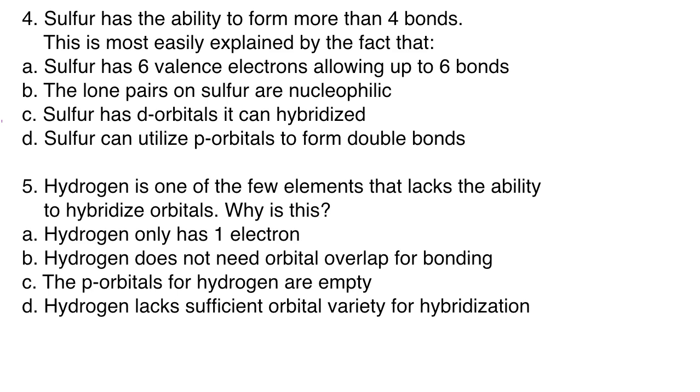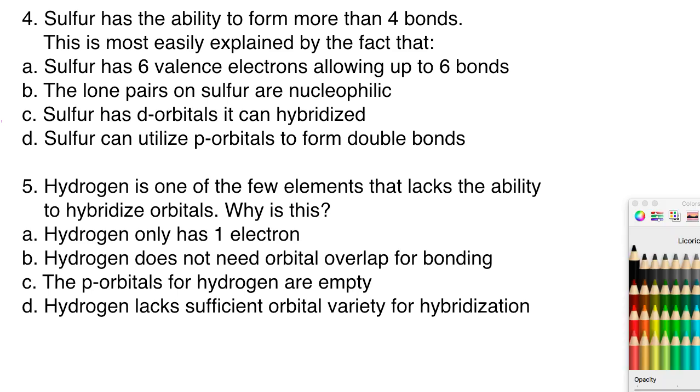Alright, so number 4, sulfur has the ability to form more than 4 bonds. This is most easily explained by the fact that, so let's take a look at the options here and see which one fits best. Sulfur has 6 valence electrons, allowing up to 6 bonds. Now while there's some truth in this, it does have up to 6 valence electrons, and you're going to need electrons for each of the bonds you'd like to form. That isn't the true reason that it can form more than 4 bonds.